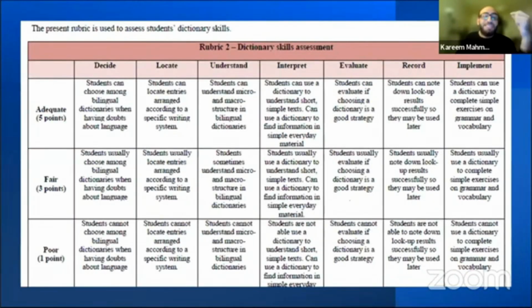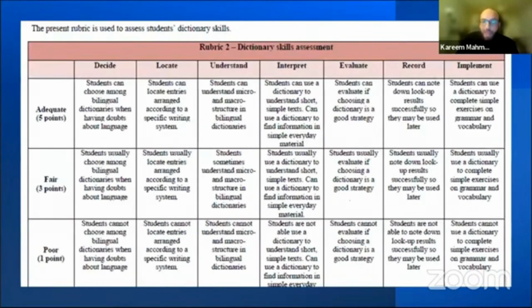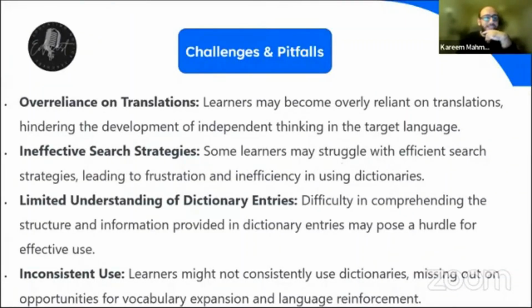And that one is the same for the skills. So that one is for the linguistic information they will find inside the dictionary. It's about the same wording. You remember? Decide, locate, understand, interpret. The same thing we discussed with the European criteria. Okay, so that's the last slide. That's the pitfalls and challenges.